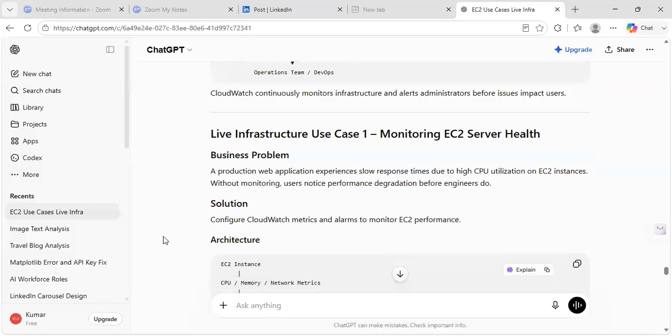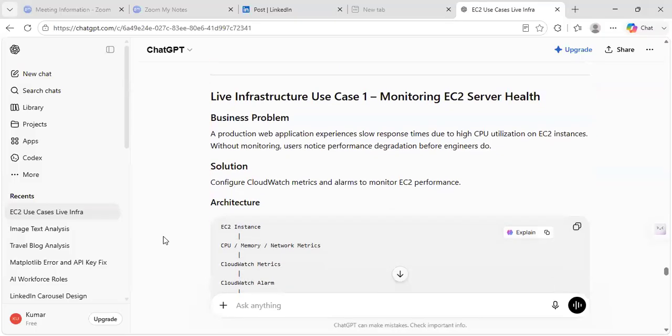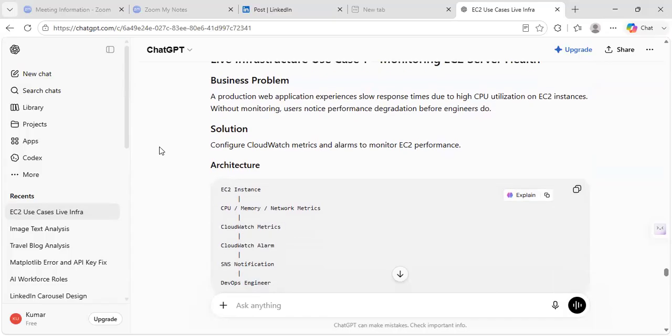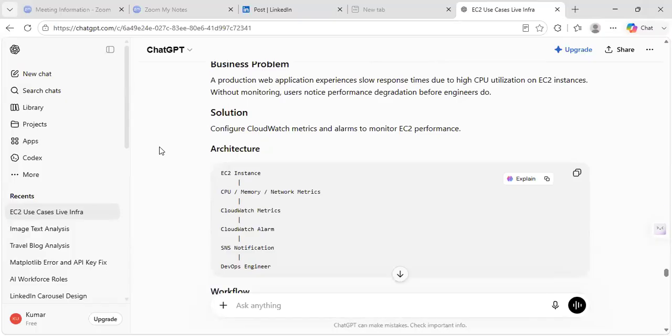So the live use cases, if you see EC2 server health: a production web application experiences slow response time due to high CPU utilization on EC2 instances. Without monitoring, users notice performance degradation before engineers do, right? So the solution is to configure CloudWatch metrics and alarms to monitor EC2 performance. You are supposed to apply CloudWatch metrics on particular parameters of EC2 for performance identification.